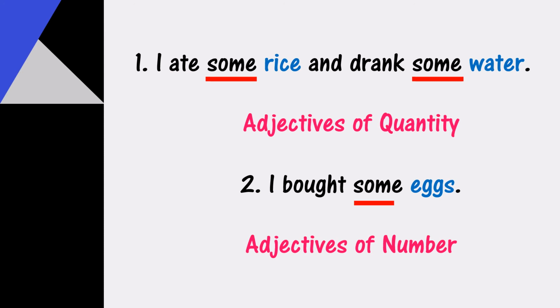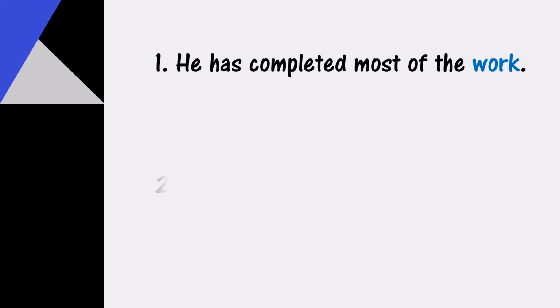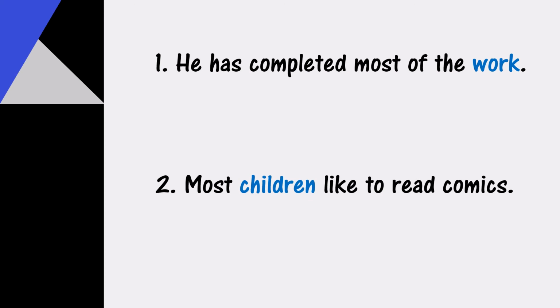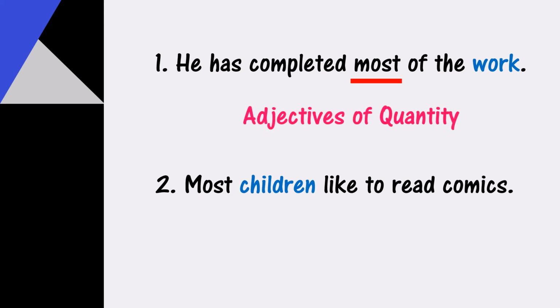Did you notice, children, in both the sentences some is the adjective, but in one sentence it is an adjective of quantity and in another sentence it is an adjective of number. Now read this sentence and tell me the type of adjective it is. He has completed most of the work. Most children like to read comics. So here the adjective is most. But in the first sentence, most of the work. So work cannot be counted, so it is an adjective of quantity. And in the second sentence, most children. Children can be counted, so it is an adjective of number.